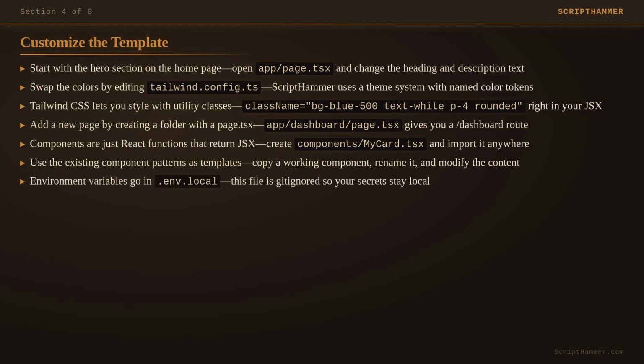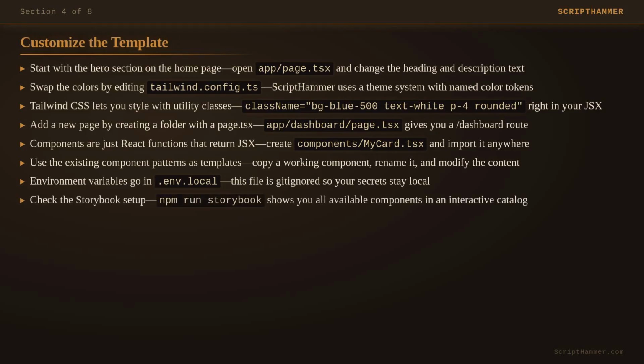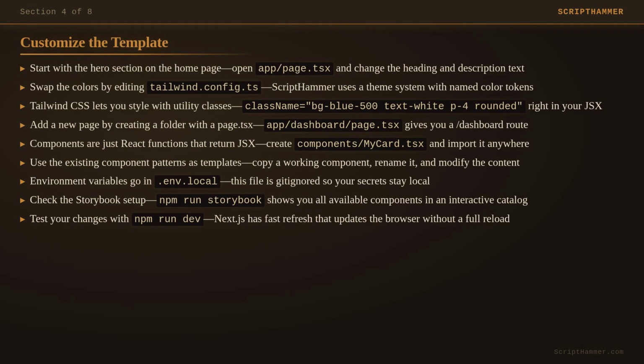Environment variables go in .env.local. This file is git ignored so your secrets stay local. Check the Storybook setup. npm run storybook shows you all available components in an interactive catalog. Test your changes with npm run dev. Next.js has fast refresh that updates the browser without a full reload. Commit early and often. Small commits make it easy to undo mistakes and track your progress.